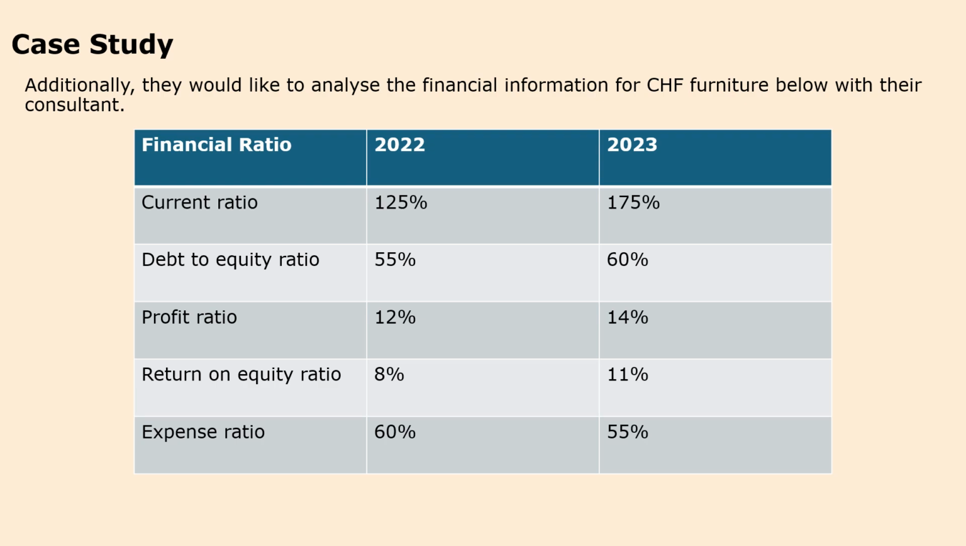So here are the ratios that we're asked to look at, and we really are only looking at the profitability ratios, so don't be confused. There are 2 ratios there which are not relevant to the question.